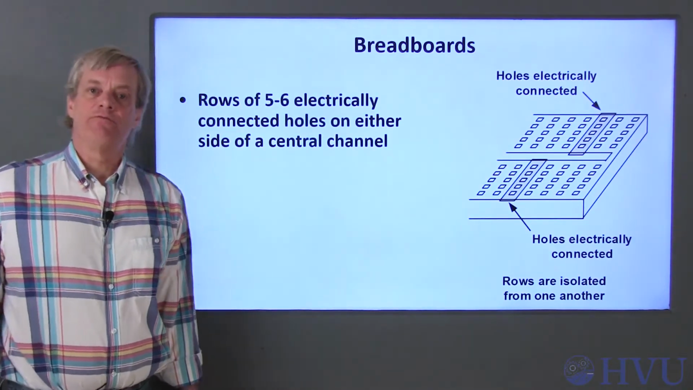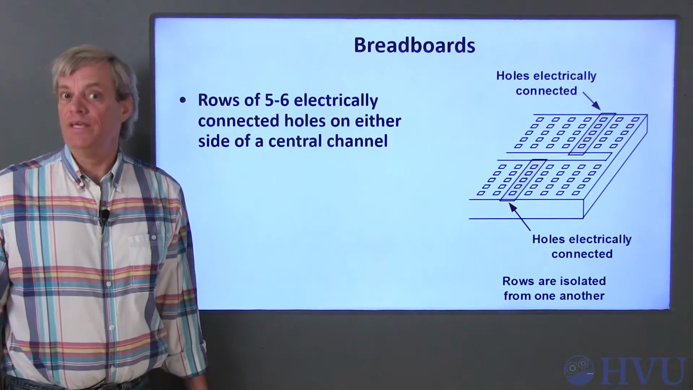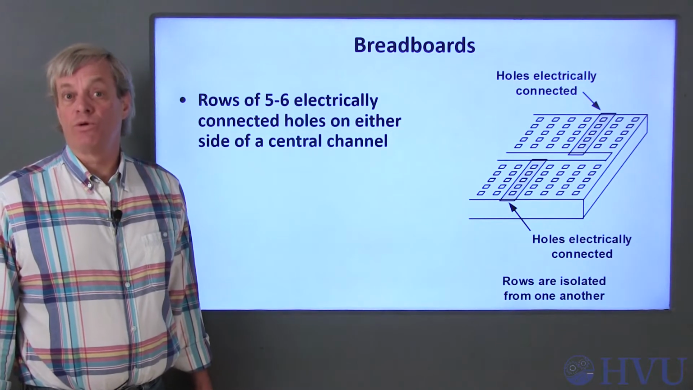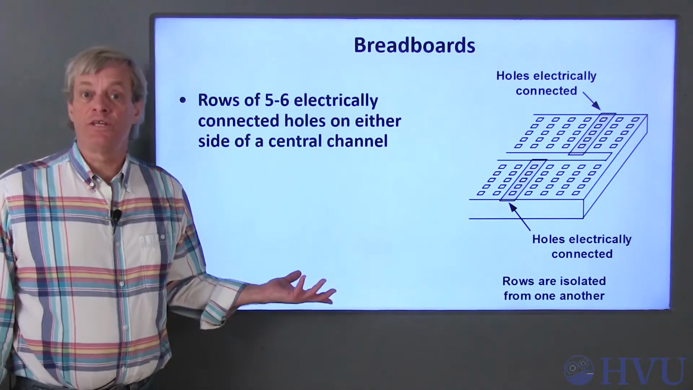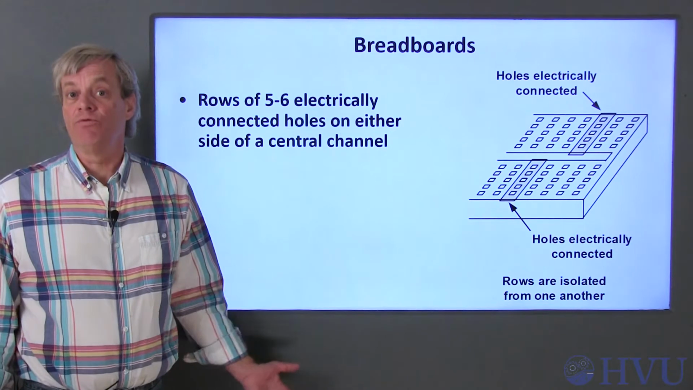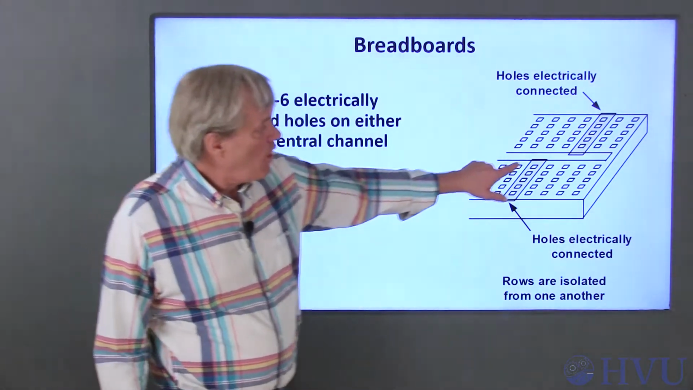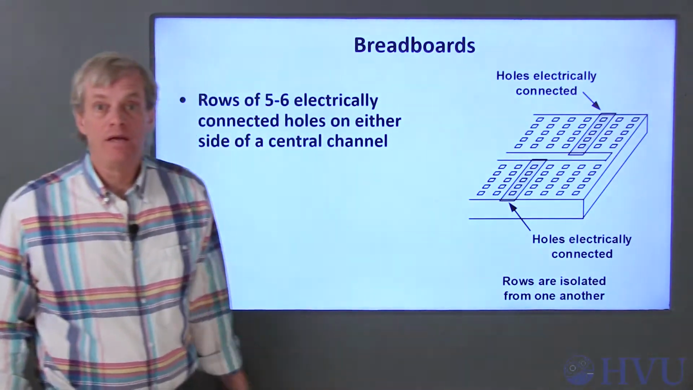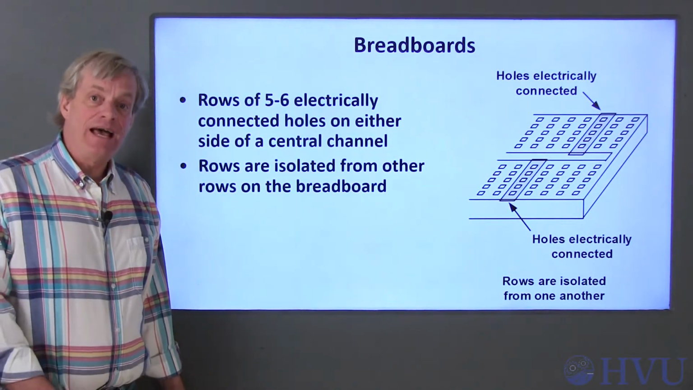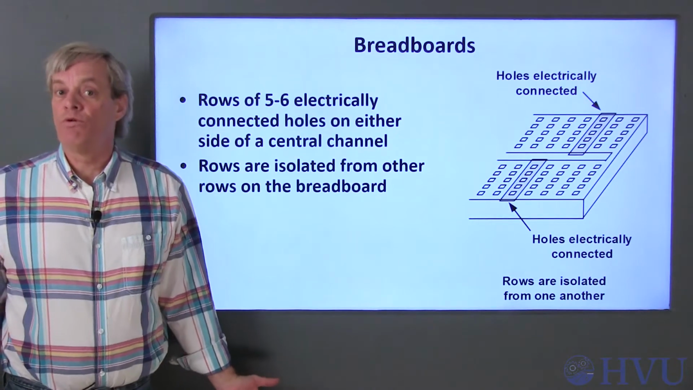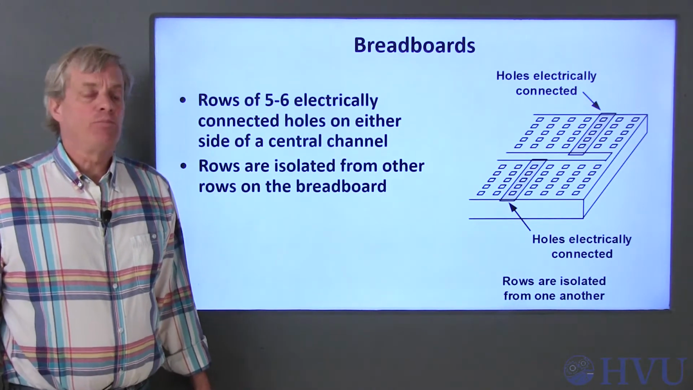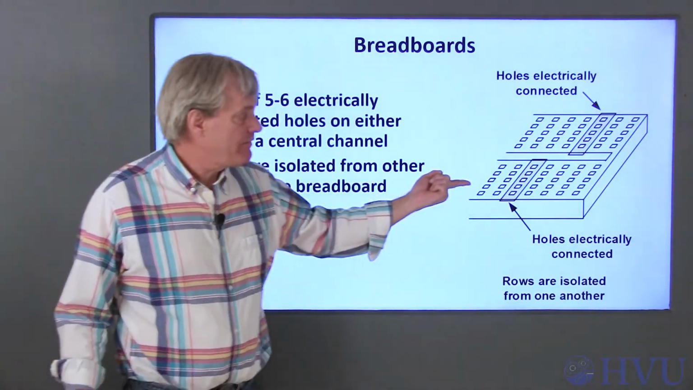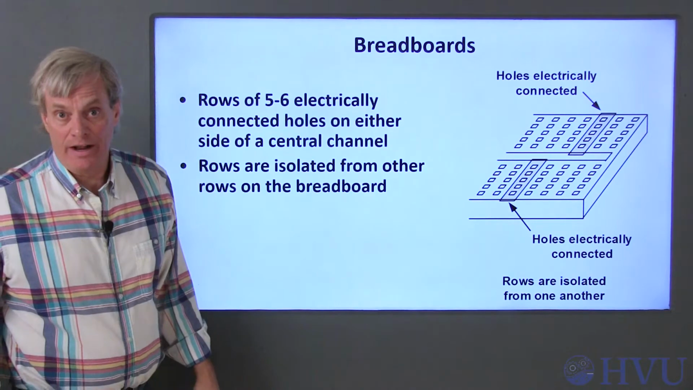Now we need to identify where the nodes on our schematic will be on the breadboard. To do this, we need to understand how the holes in a breadboard are connected. A typical breadboard is a large white plastic component with rows of holes in it. Each row will consist of 5 or 6 holes, which are electrically connected. Each row is electrically isolated from any other row of holes on the breadboard. Breadboards generally have one or more channels on them. The rows on either side of the channel will be isolated from one another.